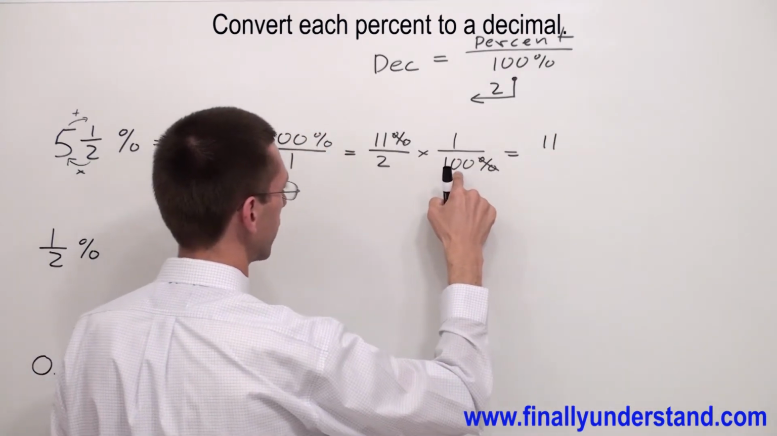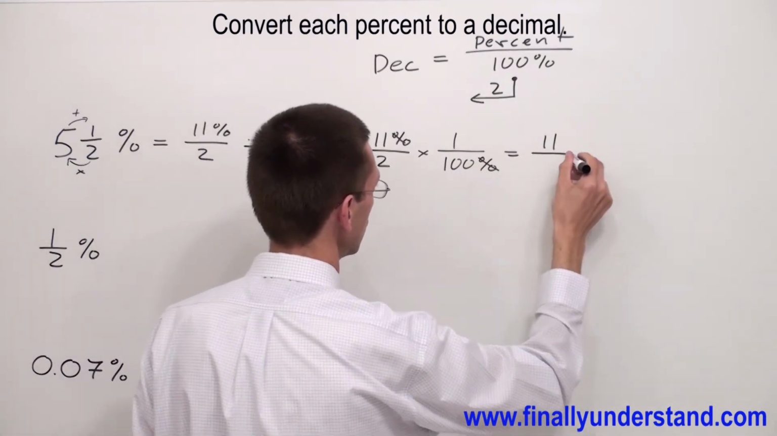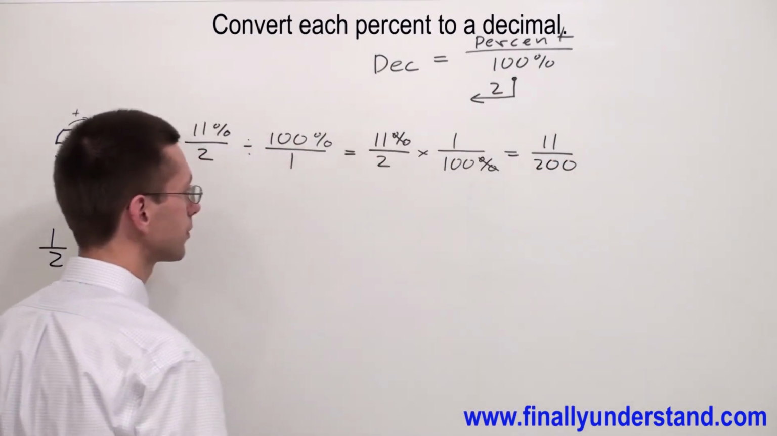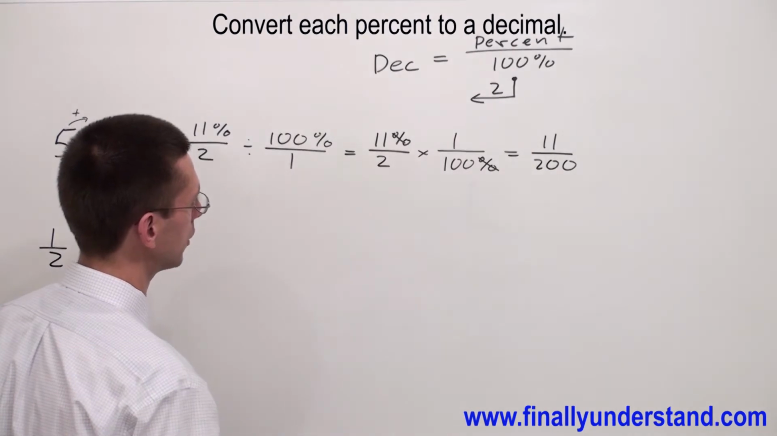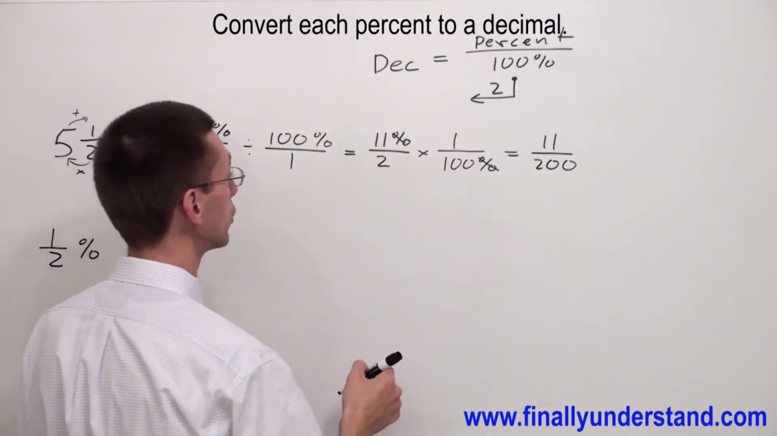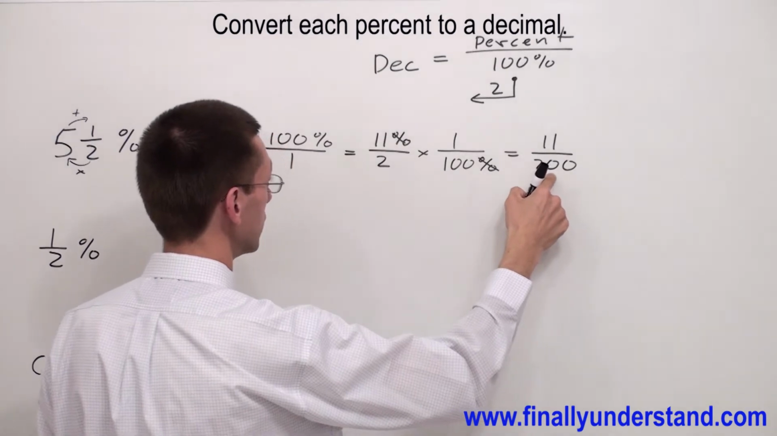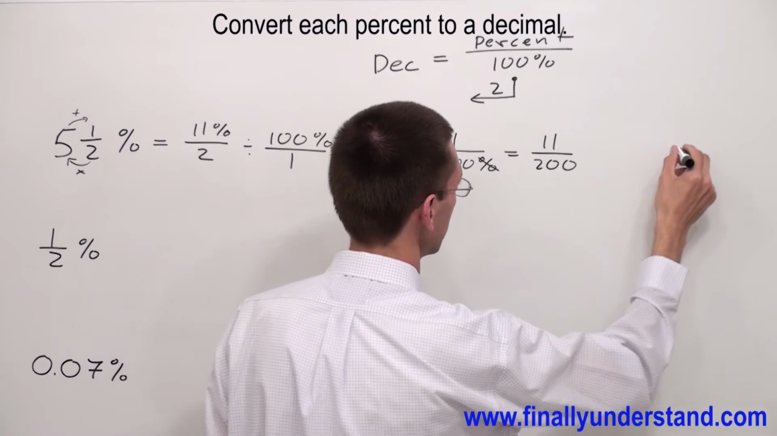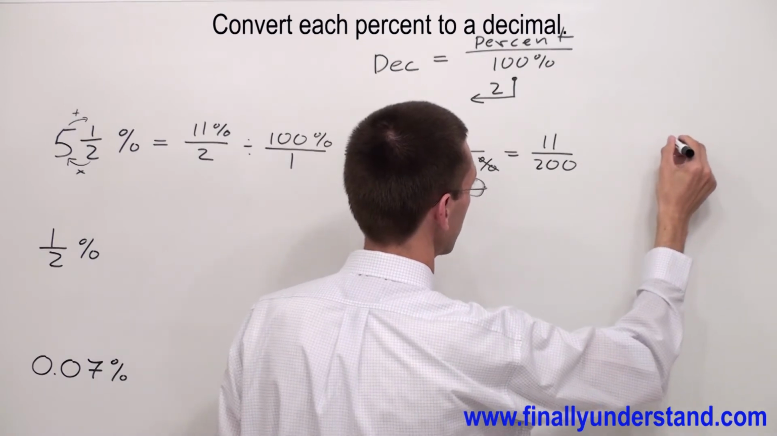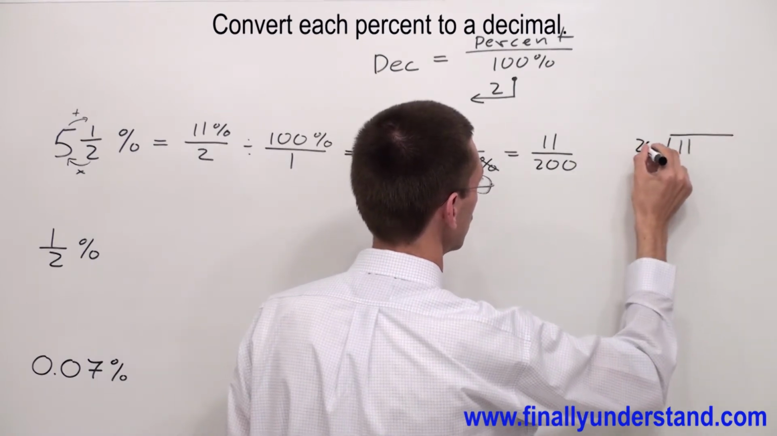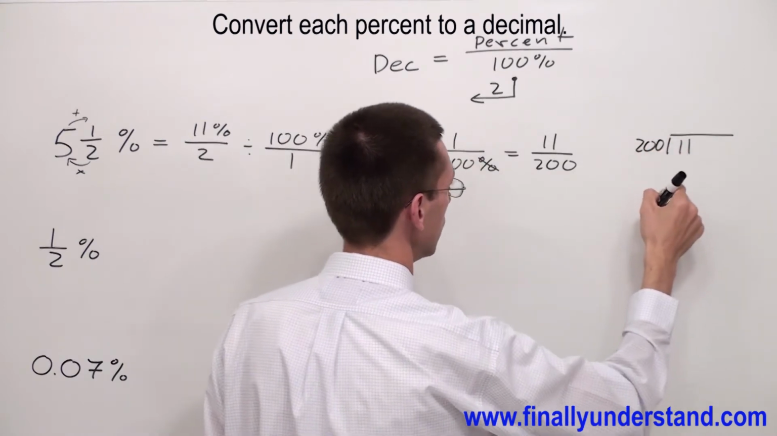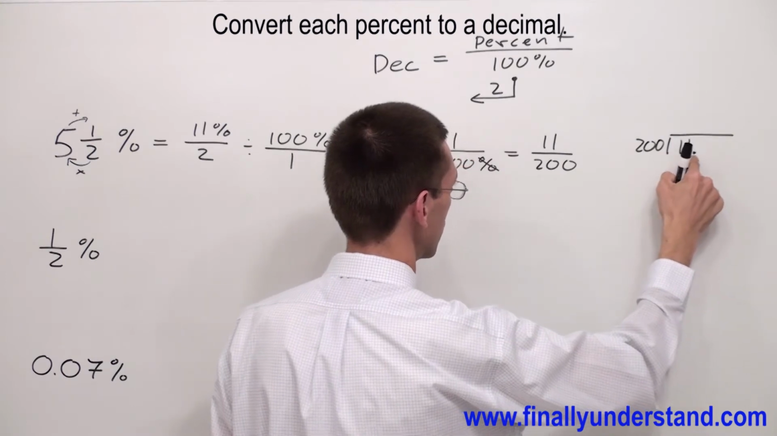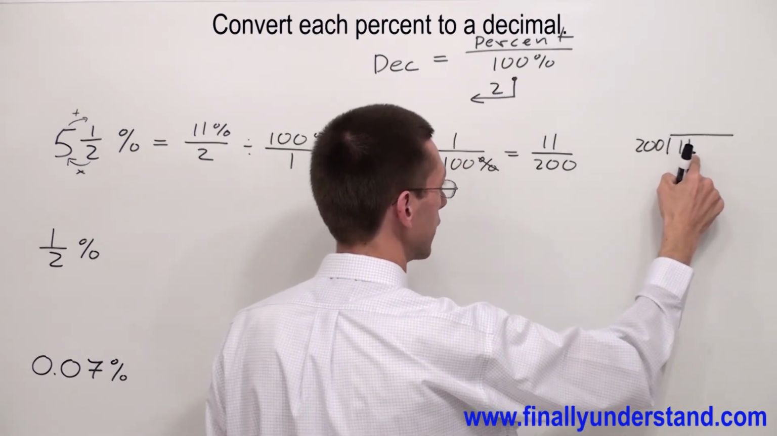2 times 100 is equal 200. Okay, I got 11 over 200. The problem says we have to convert this fraction to the decimals. Okay, so what we're supposed to simply do, we have to divide 11 by 200. Okay, now first we have to find the decimal point over here. Make this decimal visible. Remember, the decimal point is always at the end of the number.